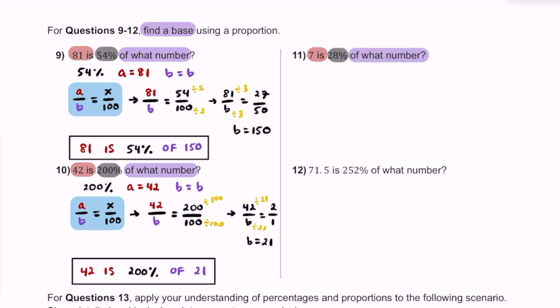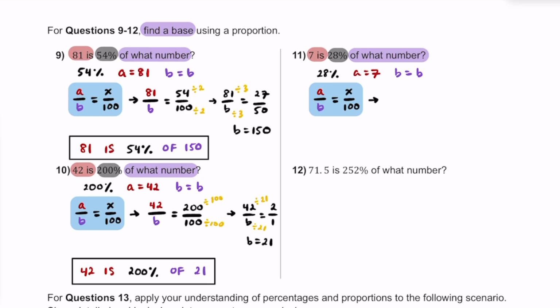All right, number 11, we have 7 is 28% of what number? Our percentage here is 28%. Our part here we can just say is going to be A is equal to 7. And then for our base or our whole here, we can say that B is going to be equal to B. All right, here's our general proportion.